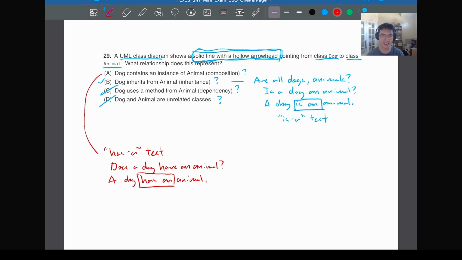That doesn't really make sense, right? A dog doesn't have an animal, but a dog is an animal. So here we can see that the one that best represents that relationship is inheritance, or B.